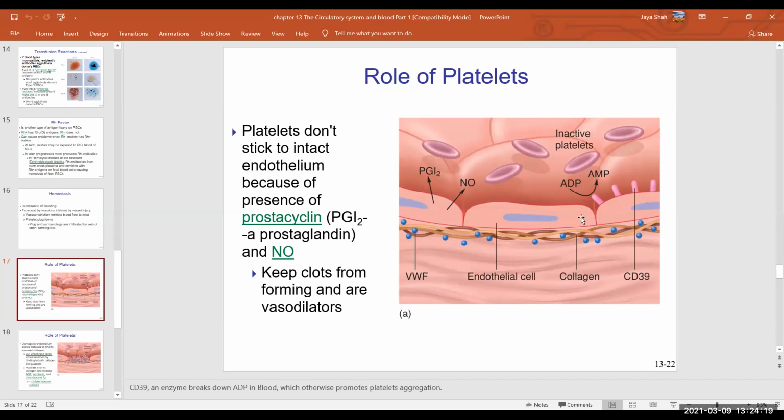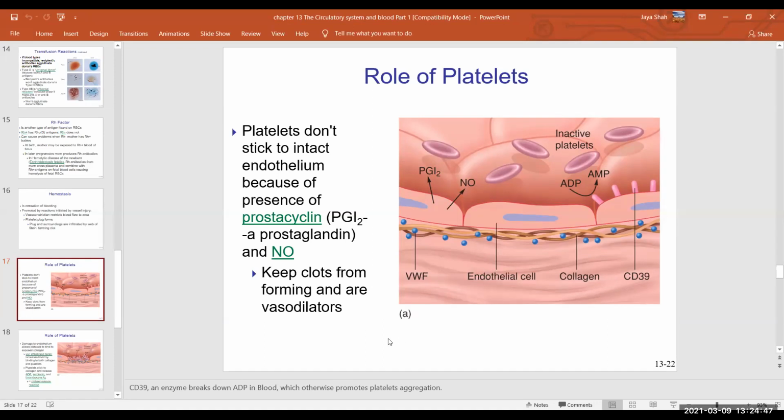They don't stick here because of the presence of prostaglandin, PGI2, and nitric oxide, NO. I have written it here. Nitric oxide is NO and prostaglandin is PGI2. So they prevent these platelets from attaching here and keep them from forming the clot.